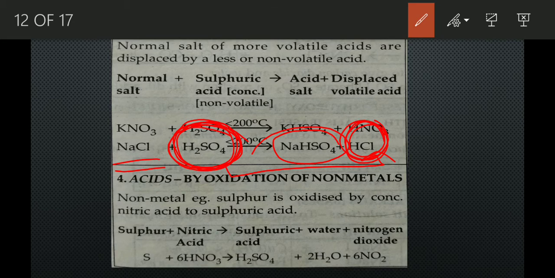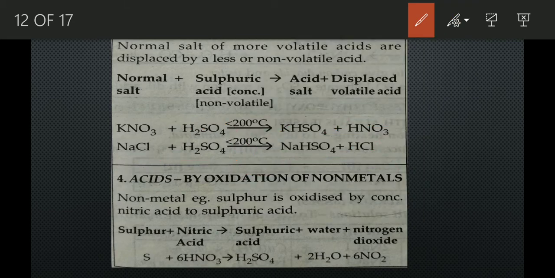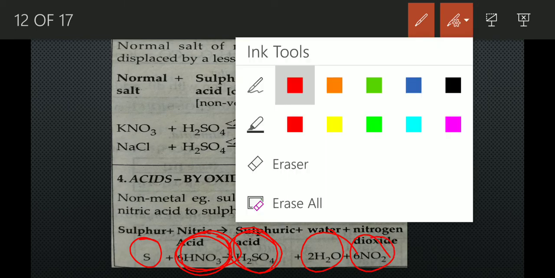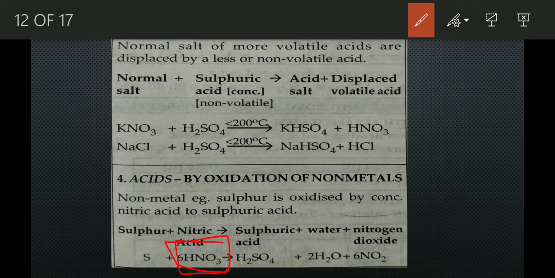Okay. Now, another method is by oxidation of nonmetals. Sulfur is a nonmetal. When this sulfur, this particular nonmetal, is oxidized by concentrated nitric acid, it forms sulfuric acid, water and nitrogen dioxide. So here from one concentrated acid, another acid is formed. Only one thing that we have to keep in mind: this concentrated acid should be used to oxidize a non-metal. From sulfur, sulfuric acid is formed in this way.